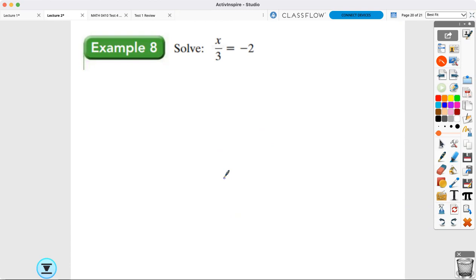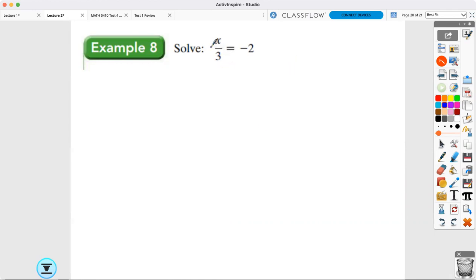X over 3 equals negative 2. So when a number is next to the letter, they're multiplying, right? When the number is in the bottom of a fraction, what operation is it? Is the x adding the 3? Is x subtracting the 3? Is x dividing 3? What operation is happening right here that we see? It's dividing. And what is the opposite of division, class? Multiplication. We're gonna multiply.